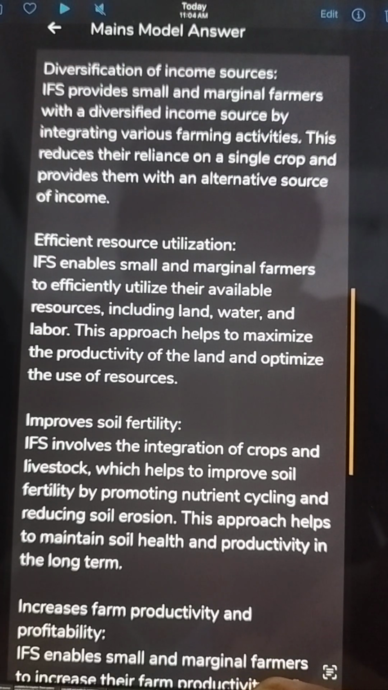Then comes improved soil fertility. IFS involves integration of crops and livestock which helps to improve soil fertility by promoting nutrient cycling and reducing soil erosion. This approach helps to maintain soil health and productivity in the long term.